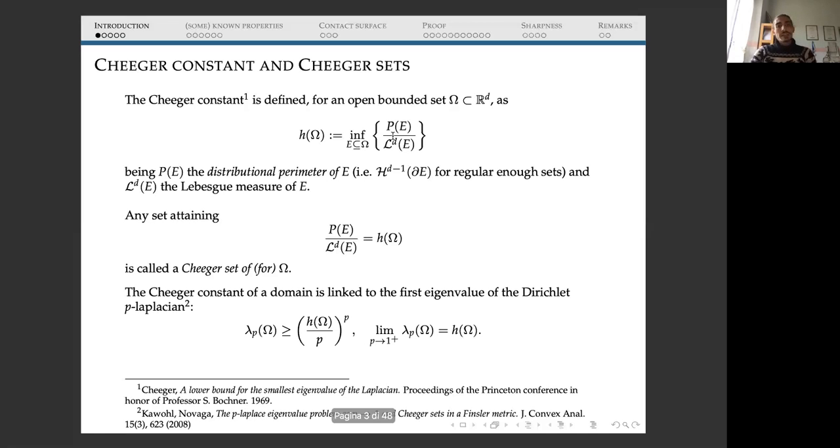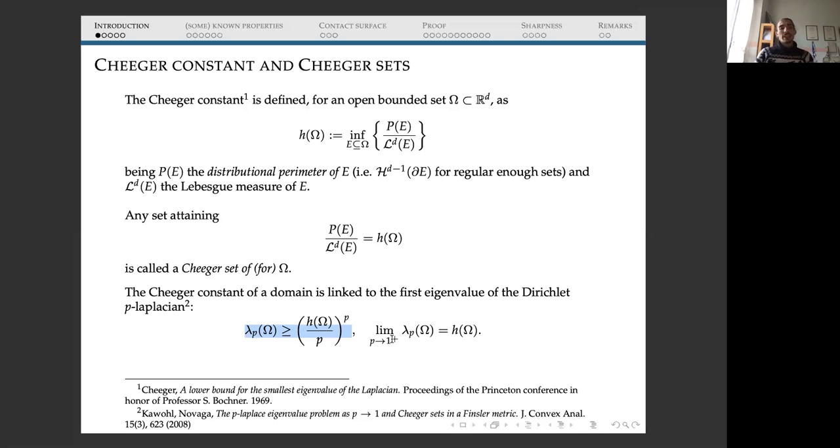Okay, this object was introduced by Jeff Cheeger in the 1970s to bound from below the first Dirichlet eigenvalue of the p-Laplacian. And indeed, this inequality is always in force for all p bigger than 1. And you can also show that, in some sense, the Cheeger constant really represents the first eigenvalue of the 1-Laplacian, because if you take the limit as p going to 1, you recover the Cheeger constant.